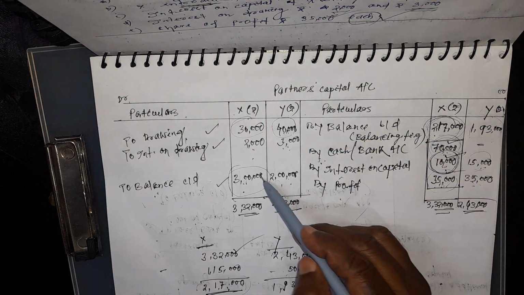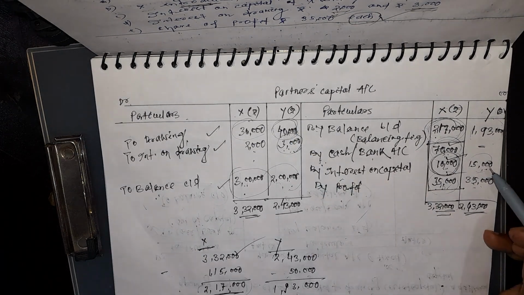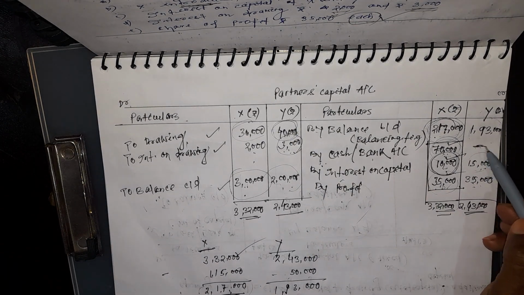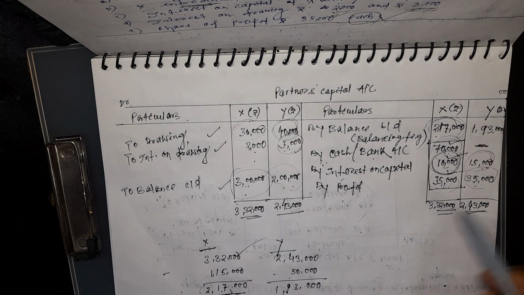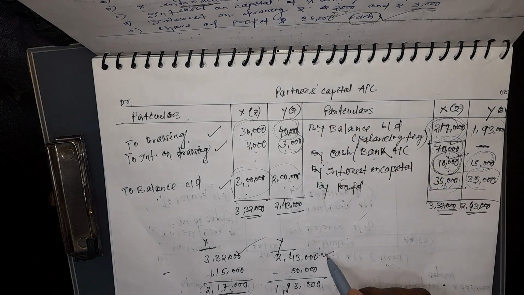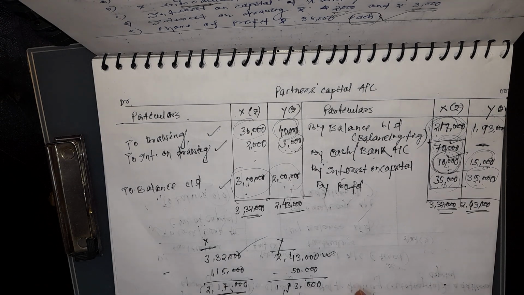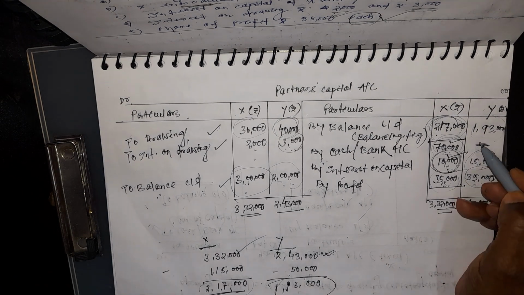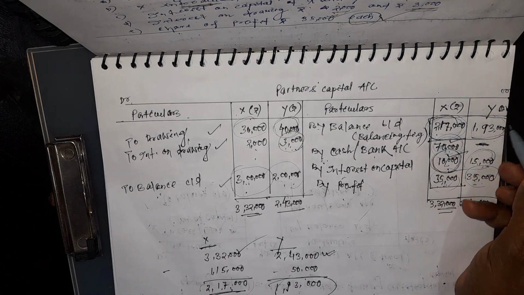This is the closing capital plus drawings plus interest on drawings, minus, because he has not introduced additional capital, so minus interest on capital minus profit. So this debit side is 2,43,000 minus 50,000. So the balancing figure is 1,93,000. That is the balancing figure. So this is the calculation of opening capital.